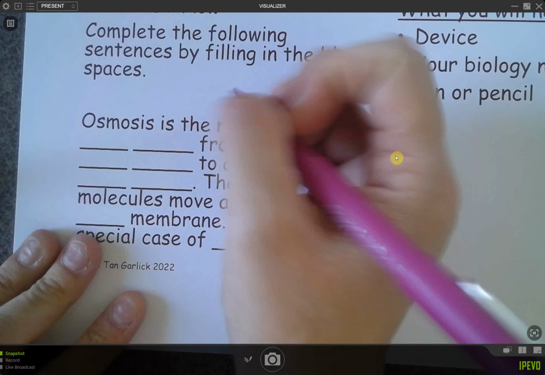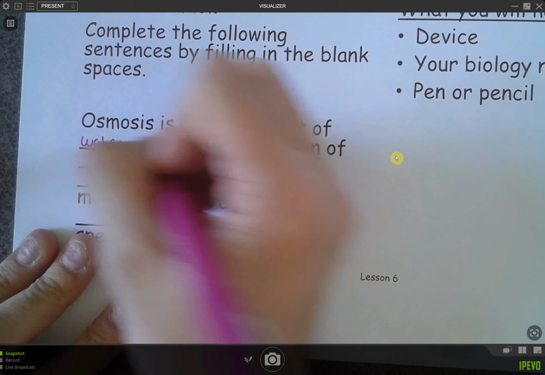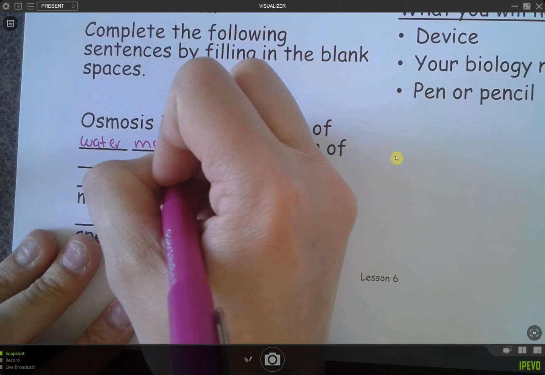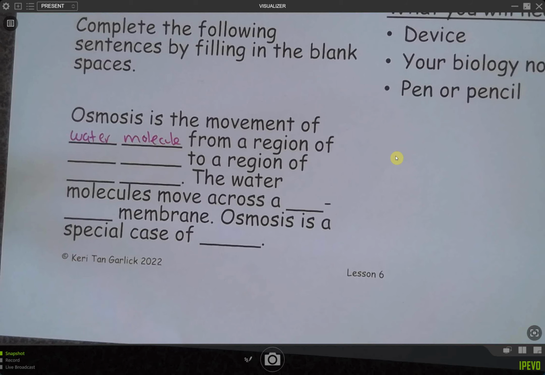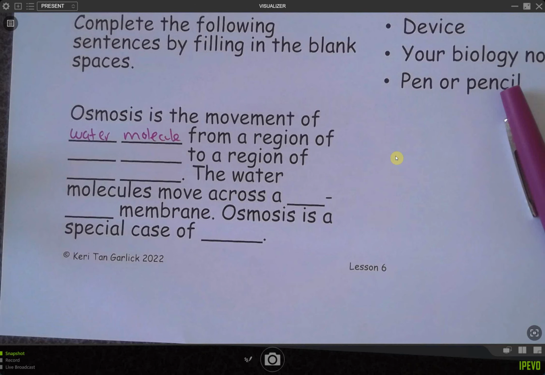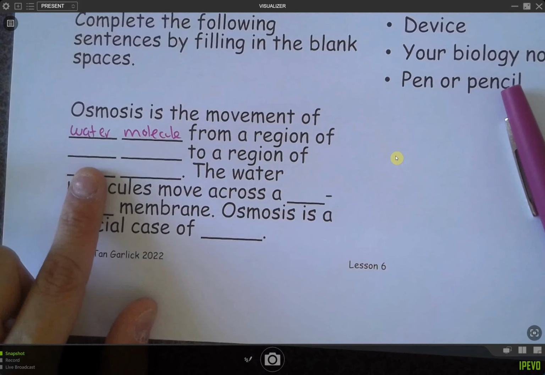Water what? Molecule. All right, from a region of two words. I should be picking out of the jar. All right, two words. A region of. Person answering that question today is Neil. So what am I going to start at?